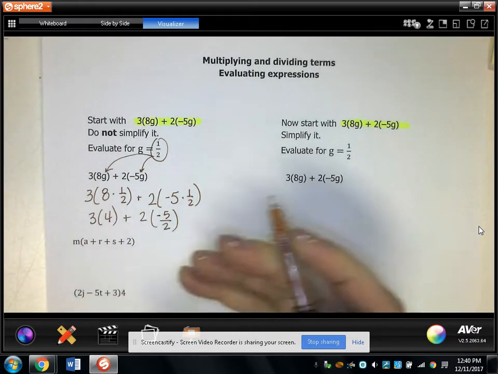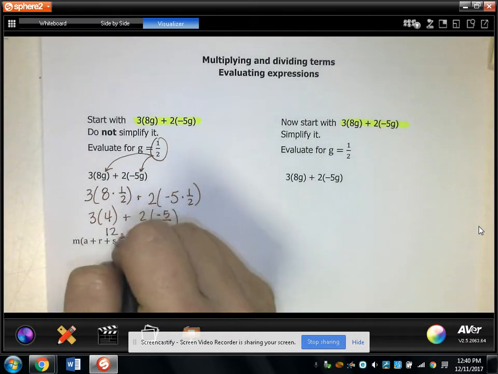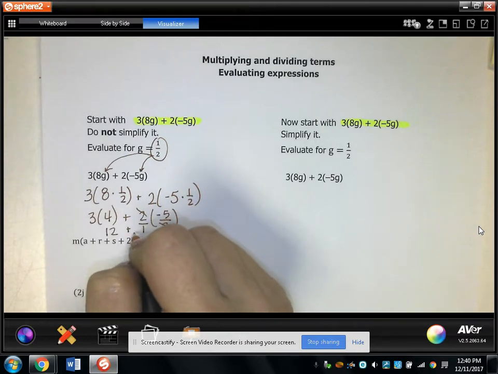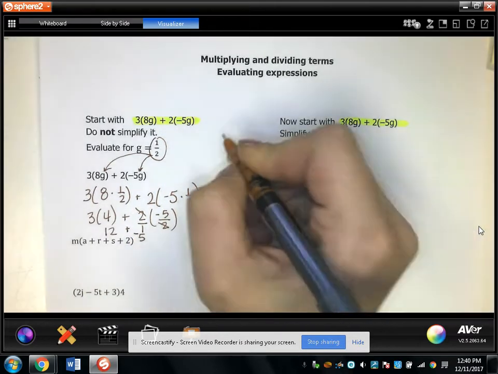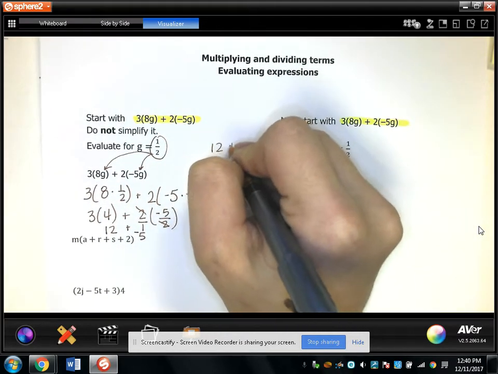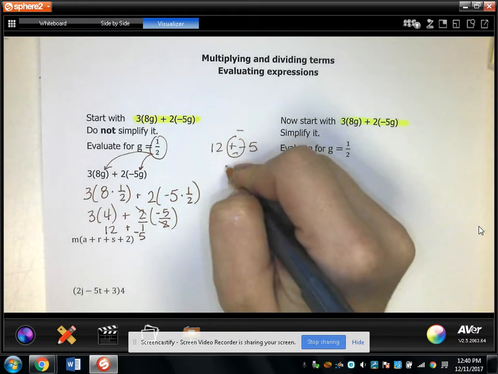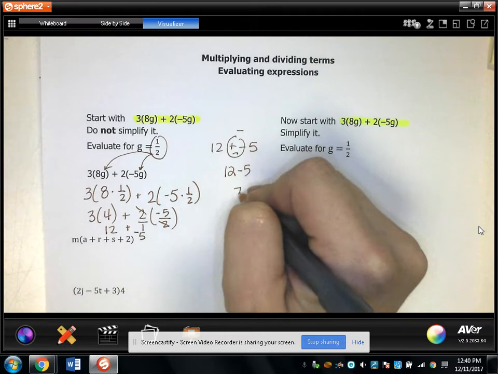Then 3 times 4 is 12 plus negative 5. So I'm going to write this over here. 12 plus negative 5, which is going to equal 12 minus 5, which is 7.